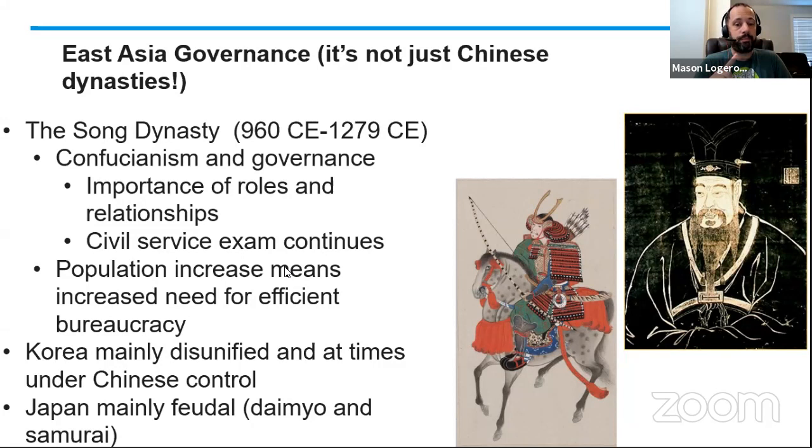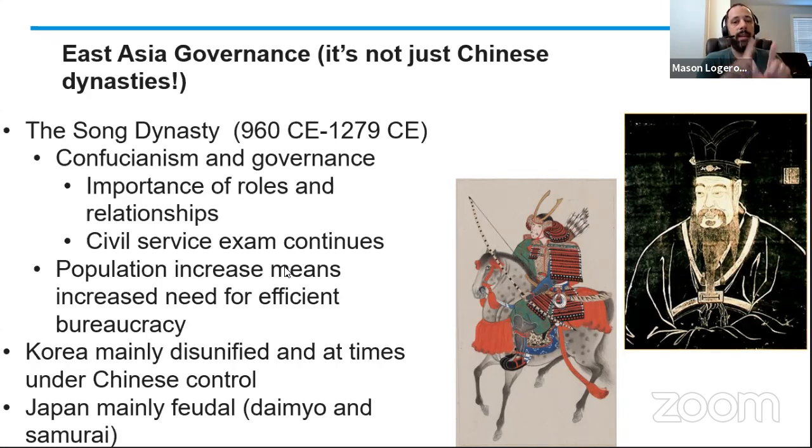Also remember, we are seeing a huge population increase during this time in the Song Dynasty. And I'll give you the reason why that is here in a second. But with that population increase, that of course means more people to govern. And so the Chinese bureaucracy has to grow with it and also has to become more efficient in order to have that centralized control over the area.